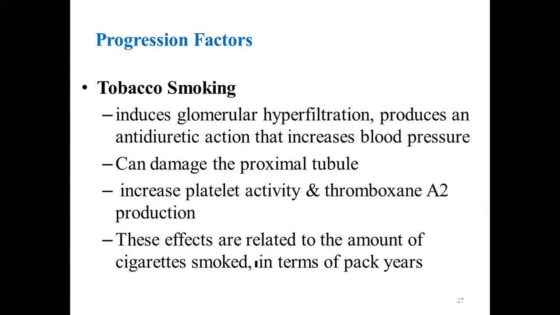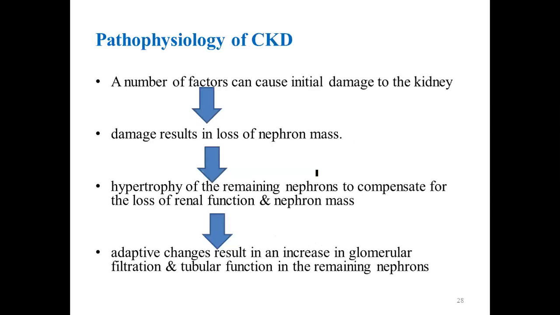Then, of course, even tobacco smoking is another progression factor, because smoking can damage the proximal renal tubule. So the more cigarettes smoked by the individual, the higher the risk of damage. That is why tobacco smoking can increase the progression of the disease.